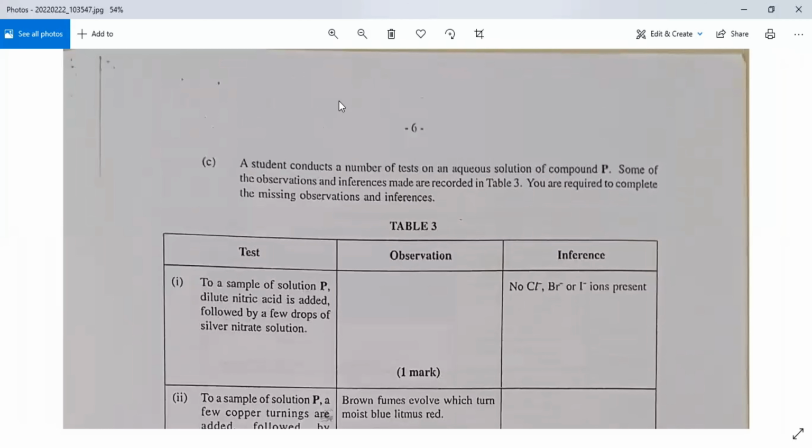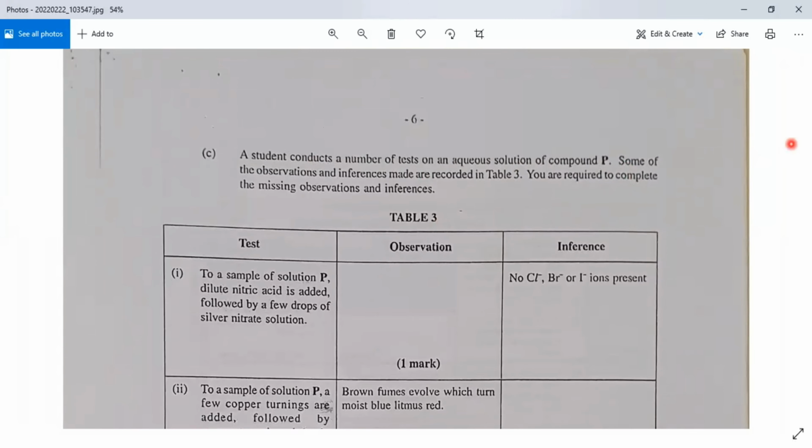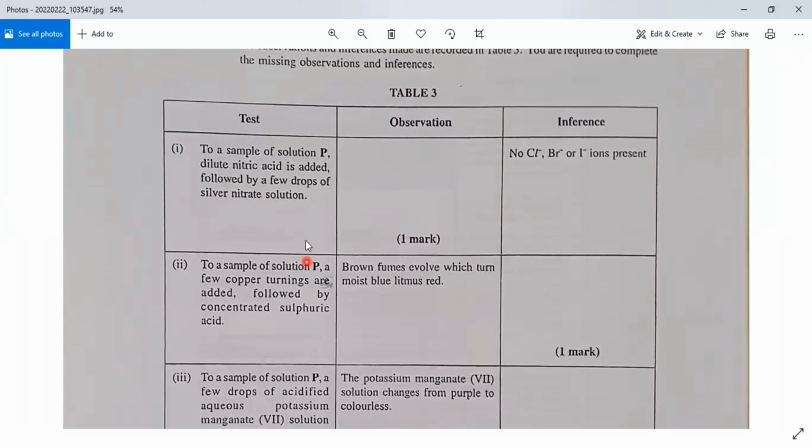All right, so you almost never have to read up here because they're going to say the same things, pretty much. The letters might change, but that's not really all that relevant. So let's see what happens. It says, to a sample of solution P, dilute nitric acid is added, followed by a few drops of silver nitrate. Now, you may be asking yourself the question, what am I testing for if I add nitric acid and silver nitrate? Nitric acid is a very broad brush solution because it's an acid, so you can use it to test for a lot of things. Okay, the big thing here, though, is silver nitrate. Silver nitrate, what on earth does silver nitrate test for?